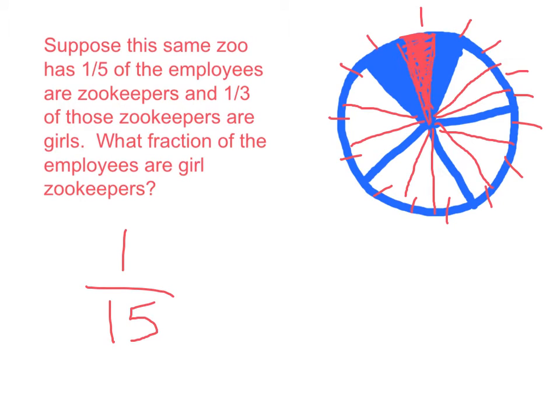Then, on Monday, we learned how to multiply a unit fraction, like 1/5, by another unit fraction, like 1/3, in this problem, where we had 1/5 of the employees who were zookeepers and 1/3 of the zookeepers were girls. So when we multiplied those together using our area circle, we saw that 1 was our numerator, and we had 15 pieces all together, so 15 was our whole, our denominator.